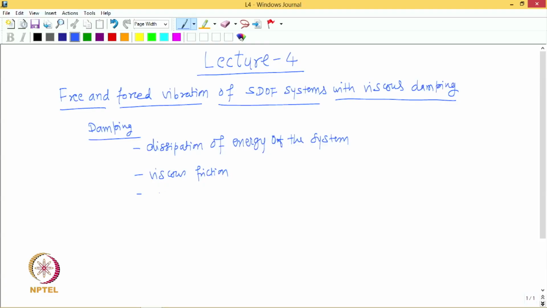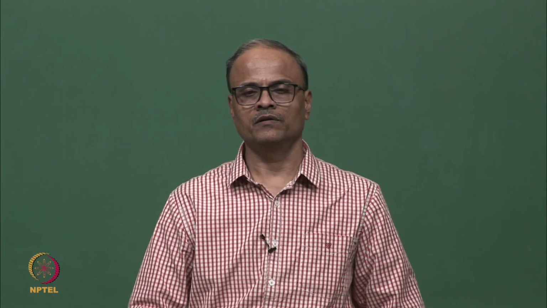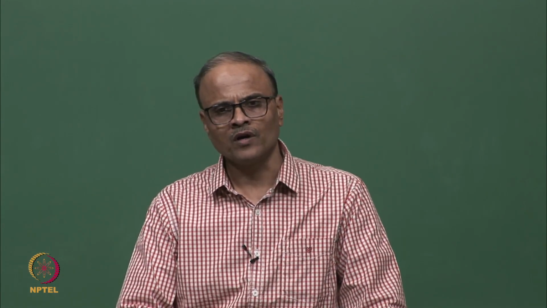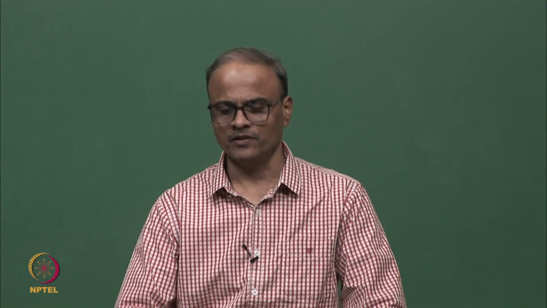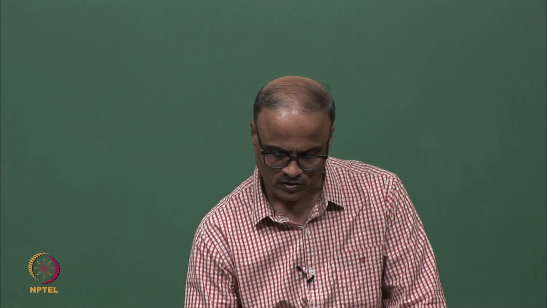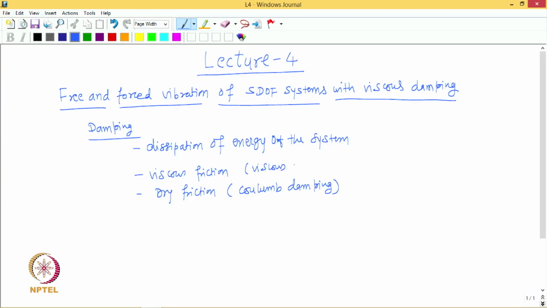Then there could be dry friction, which is referred to as Coulomb damping. Again, if there is dry friction, the friction forces do work against the motion of the body, and in the process they dissipate energy. Viscous friction, of course, is referred to as viscous damping.